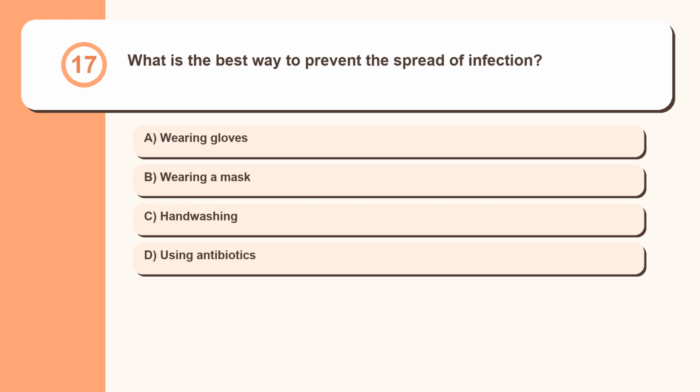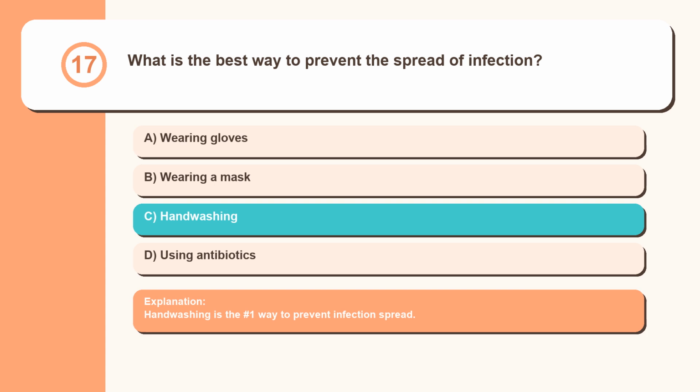Question 17. What is the best way to prevent the spread of infection? Wearing gloves. Wearing a mask. Hand washing. Using antibiotics. Answer: Hand washing is the number one way to prevent infection spread.